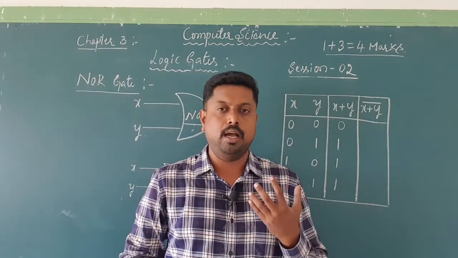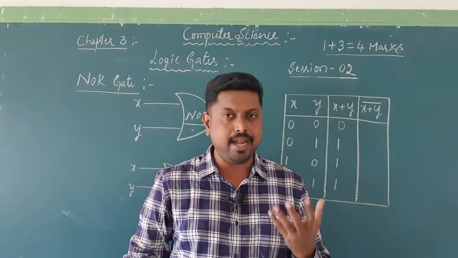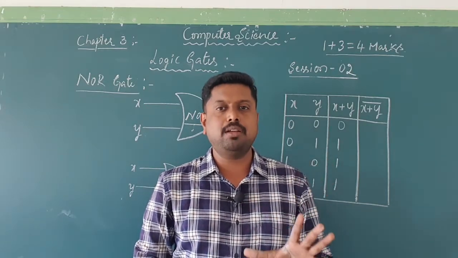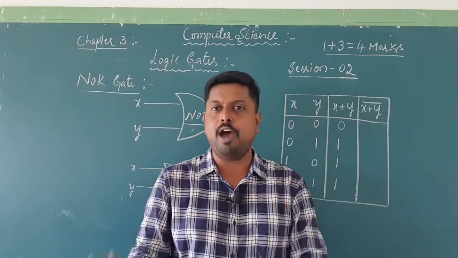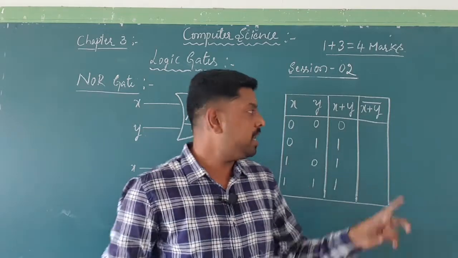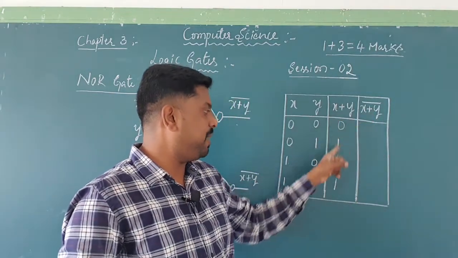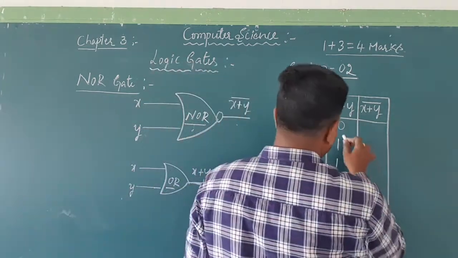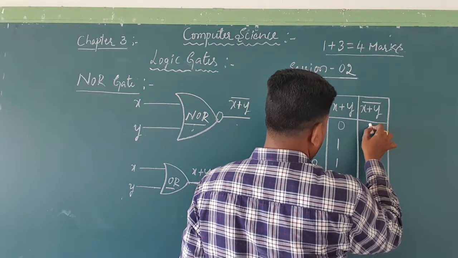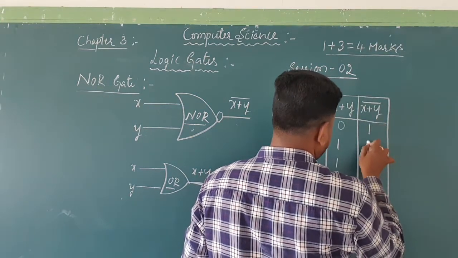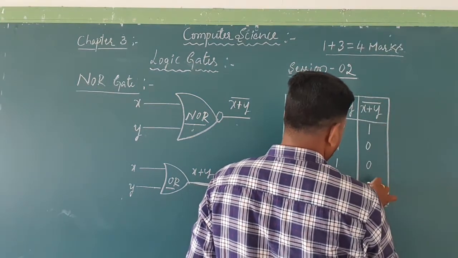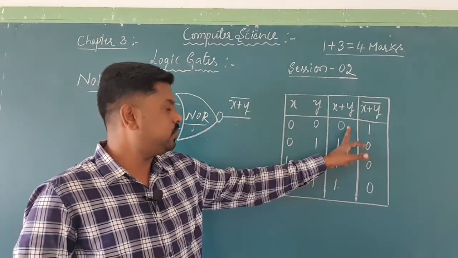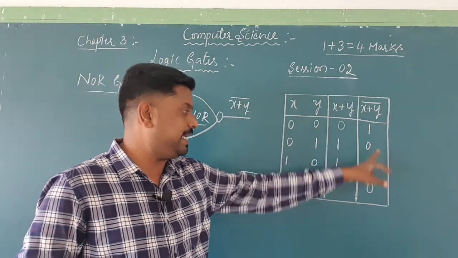Just as the logical NAND gate is the complement of the AND gate, here also the logical NOR gate is the complement of the logical OR gate. So now we will complement these results. So 0 complemented is 1, 1 becomes 0, 1 becomes 0, and 1 becomes 0. See here, that's why the complement of the OR gate is the NOR gate.